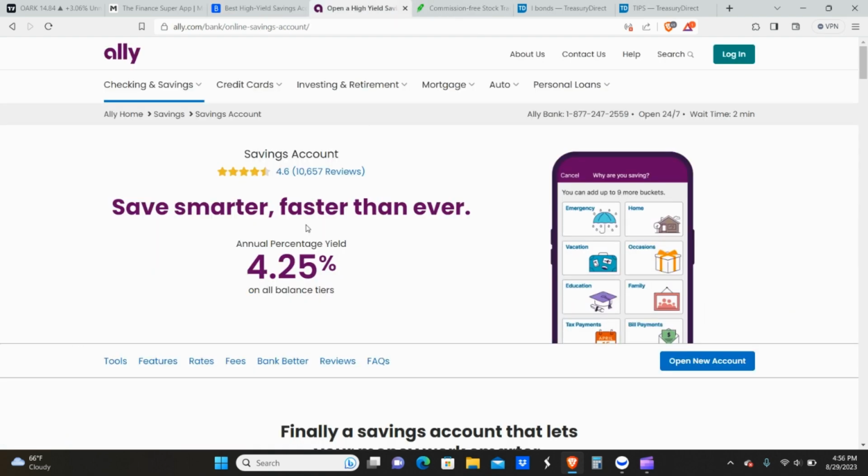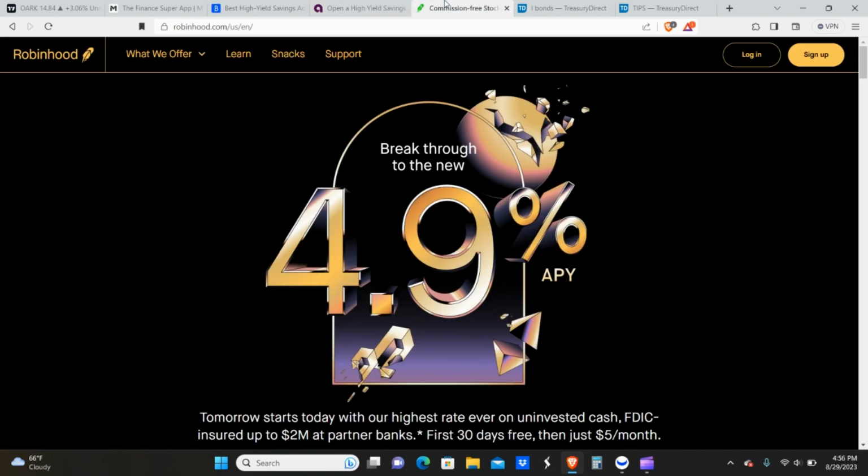Ally Bank, they're really good. They've been around for a long time. How long exactly, I don't know, but they offer 4.25% on savings. Robinhood, which I use, offers 4.9% on savings. So this would be number two.